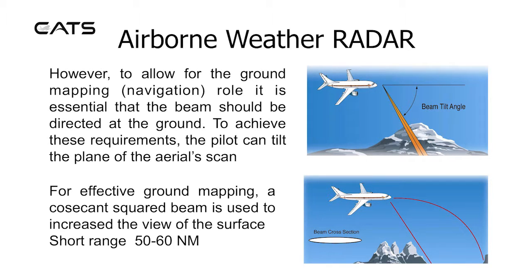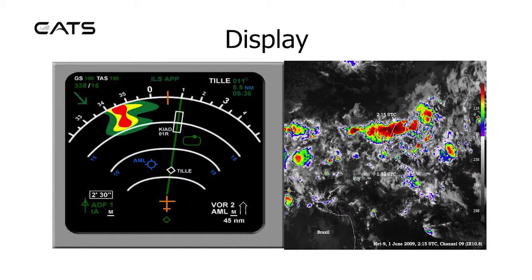For effective ground mapping, a cosecant squared beam is used to increase the view of the surface at short ranges of 50 to 60 nautical miles. Here's an indication of airborne weather radar returns on an EFIS screen and the Met reports of areas of severe precipitation over the Atlantic.